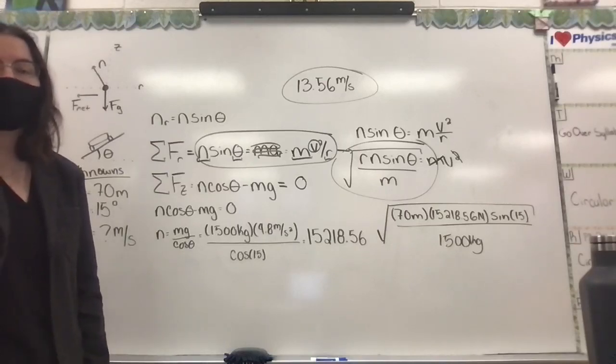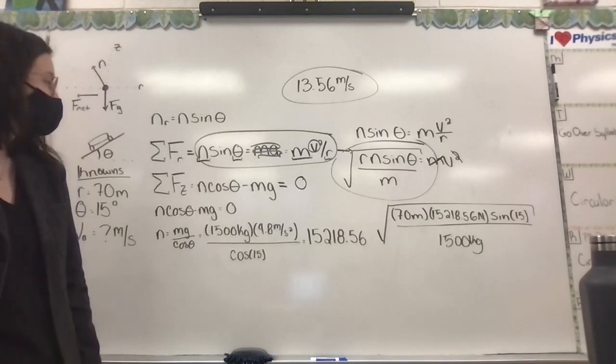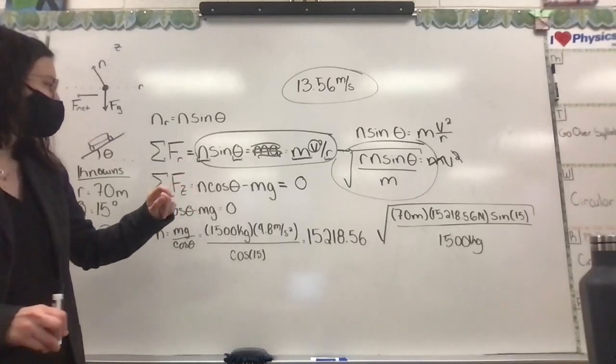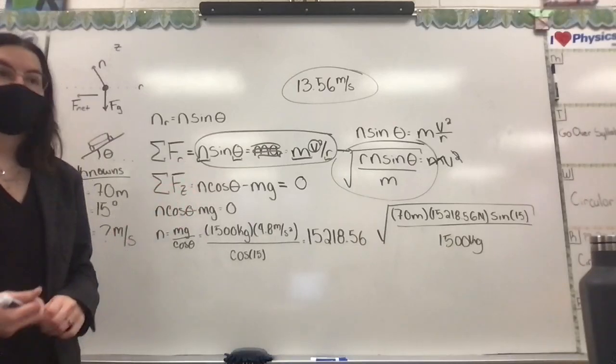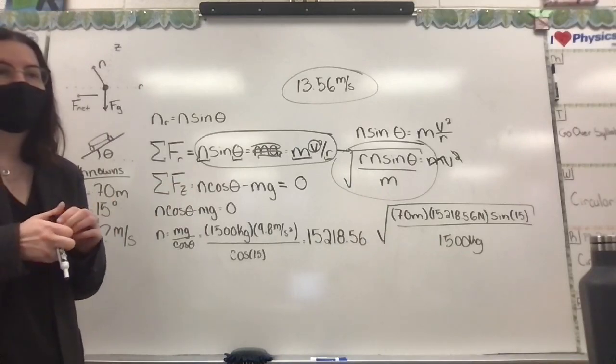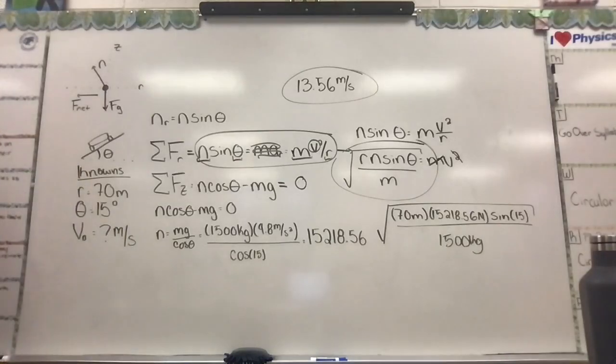Yes. How do we know that when we're doing summation of F and FC, how do we know to use n sine theta? This is an R, this is a Z. How do we know to use n sine theta? Yeah, so how is it n sine theta for R? Okay, who can explain it to them? Because you guys told me to use sine and cosine.